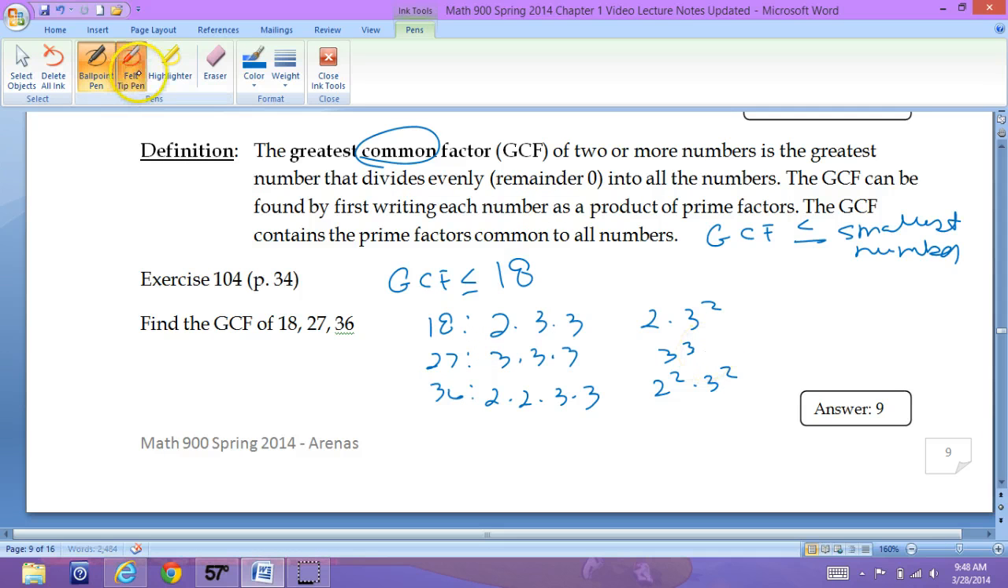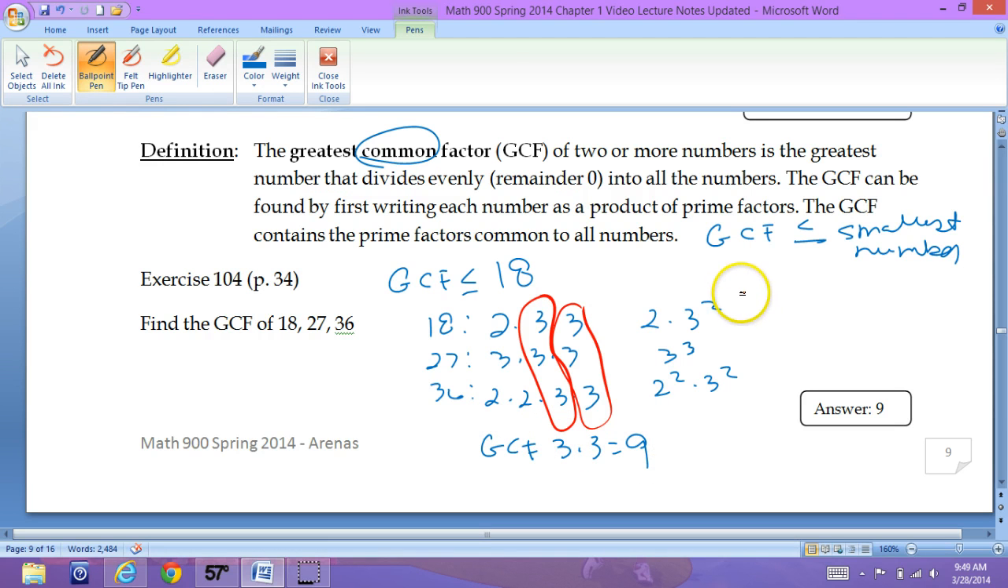We're going to circle the ones that they have in common. They have this 3 in common because each one has 1. They have this 3 in common because each one has 1. This one and this one have a 2, but this one doesn't have a 2, so it's not in common. Even though there's an extra 2 down here, we can't just move it willy-nilly. So our GCF is our circled things multiplied by each other, which is 9.